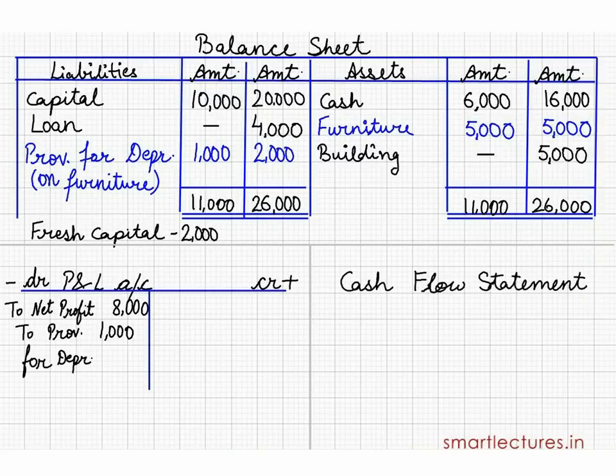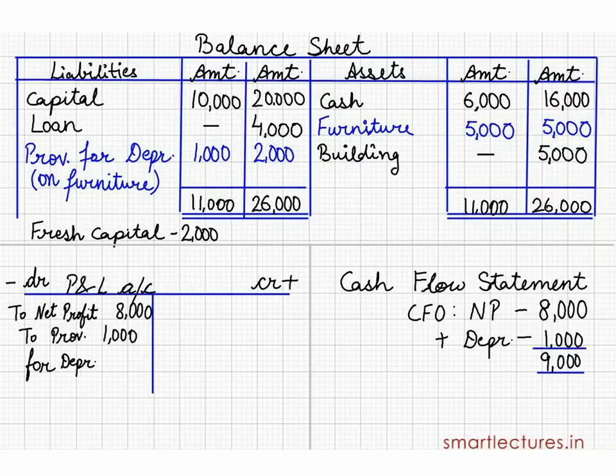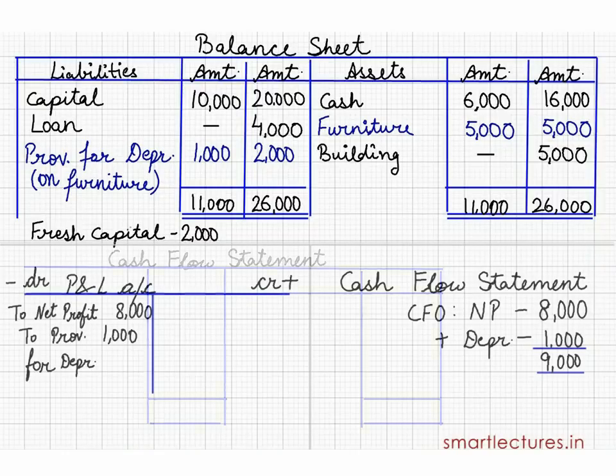Now we have to prepare the cash flow statement. Before that, you have to calculate cash from operation. Cash from operation means net profit rupees 8,000 plus depreciation 1,000, because this is a non-cash item on the debit side of the profit and loss account. On the basis of the additional information and the balance sheet, I don't find any item which should be added to or deducted from the net profit. So cash from operation is 8,000 plus 1,000, that will be 9,000.